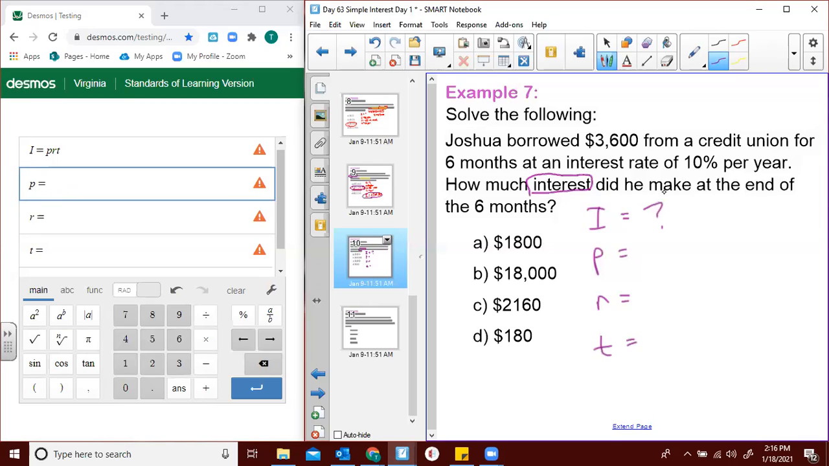Okay, so our interest, we don't know. Our principal, we started off with $3,600. Time, we have 6 months. Remember, there's 12 months in a year. We need this to be in years, so that's 6 over 12. And our rate is 10%. And remember, we can put that over 100. So you can take out a lot of the little steps, unless you can do them in your head really quick.